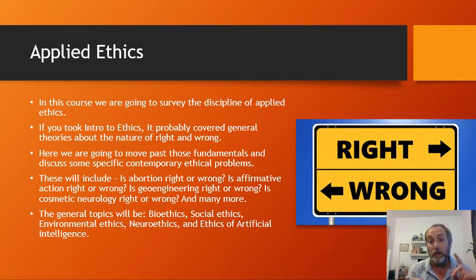So abortion, is that right or wrong? Affirmative action, is that right or wrong? Geoengineering, cosmetic neurology, right? But the general topics, it's a 5-week course. I want to survey 5 general areas of applied ethics, and they're going to be bioethics, social ethics, environmental ethics, neuroethics, and the ethics of artificial intelligence.